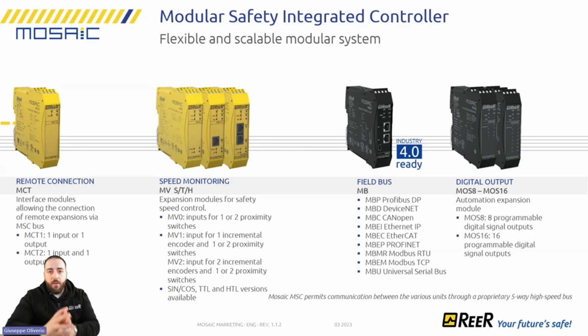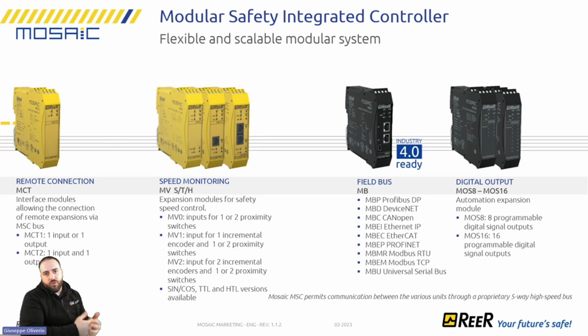And for MV1 and MV2, we are able to manage mainly three different signals from the encoders: sinus, cosinus, TTL, and HTL. So based on the device that the customer is using, we are able to provide the right module. Let me tell you this. When we speak about the speed monitoring, I want to tell you this in order to add some points to the discussion with the customer.